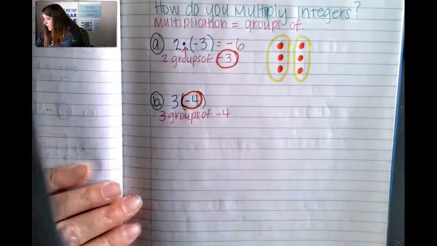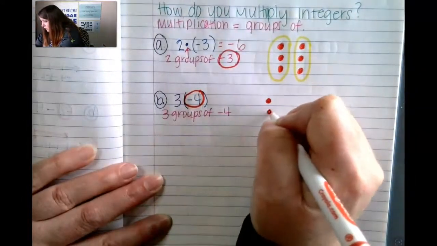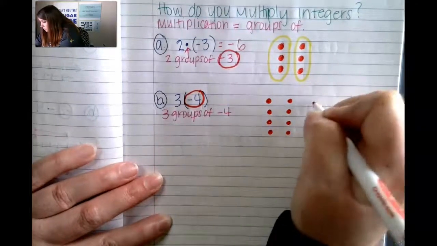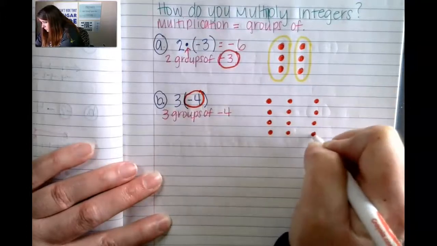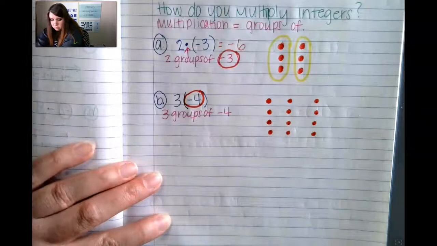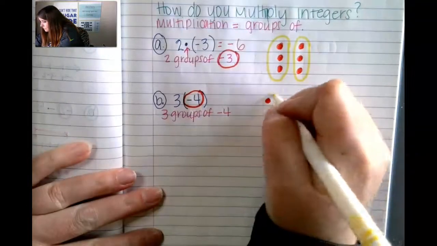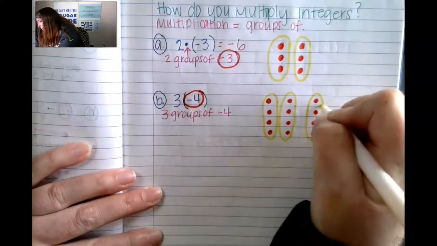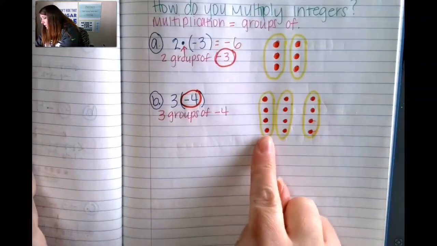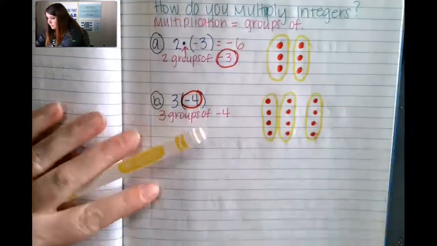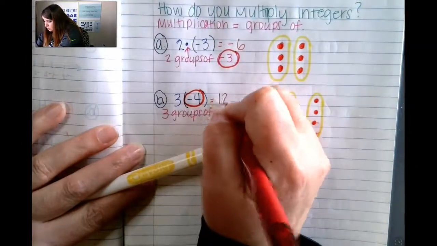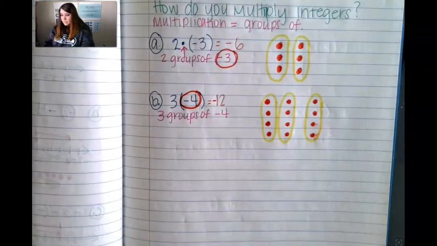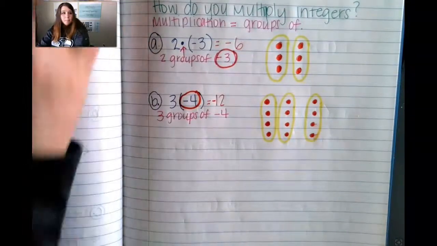All right, so let's go ahead and draw this again. 3 groups of -4. So 1 group, 2 groups, 3 groups of -4, which gives me a total of -12. All right, let's try a different one.